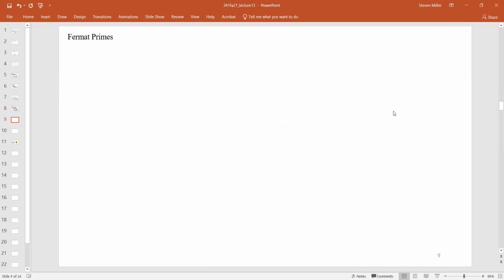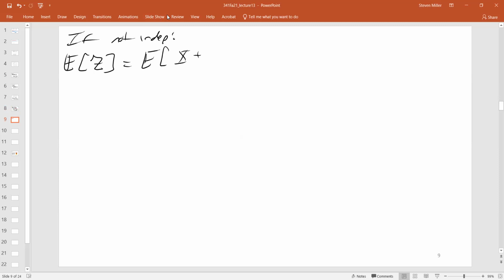If they're not independent, it's a little bit harder. And so let me just go through and do, if not independent, we want the expected value of z. So that's going to be the expected value of x plus y. And so we have the joint probability density function fxy of little x, little y.